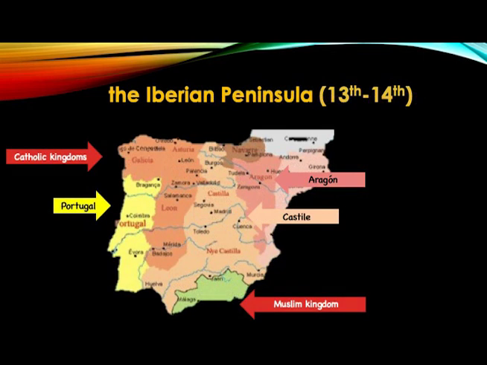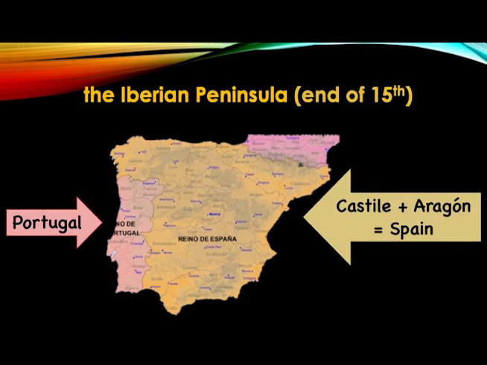Portugal, Castile, and Aragon continued their drive southward in the 13th and 14th centuries until the Muslims only controlled a small area of the peninsula. By the end of the 15th century, the Reconquista was complete. Castile and Aragon merged into a single kingdom called Spain, while Portugal retained its independence as a separate Catholic kingdom.